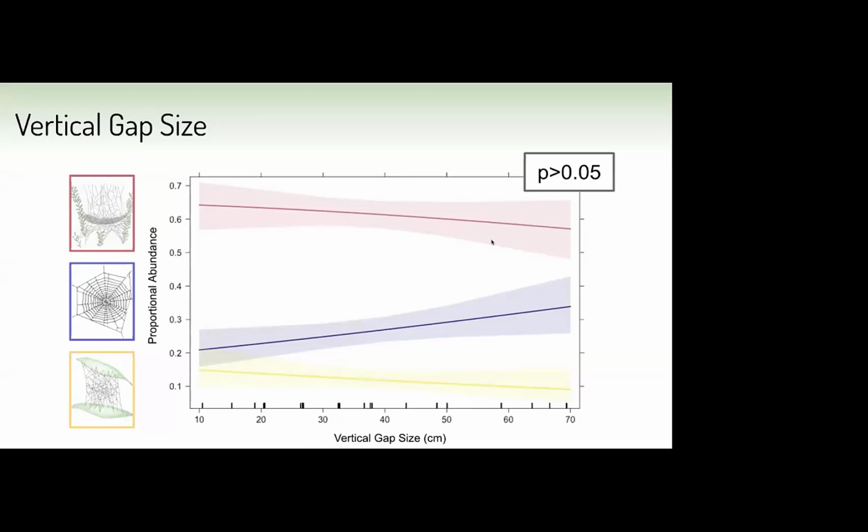As you can see by the p-values, this model showed that the 3 web types did not differ significantly in their response to vertical gap size. And since this variable was correlated with succession, this finding also fails to suggest that succession had a significant impact on the proportional composition of spiders.